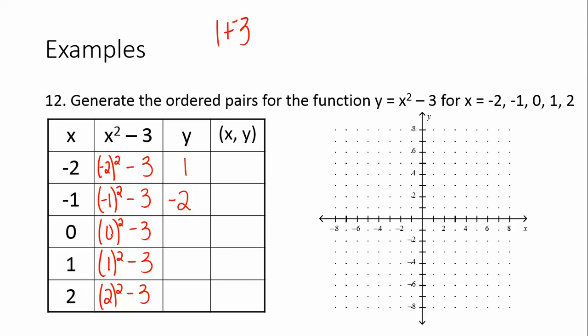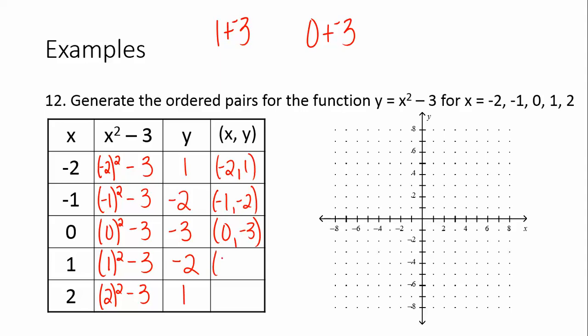0 squared is 0. 0 minus 3. Again, we're adding the opposite, so we need to subtract 3 minus 0. We get 3, but the 3 was negative. We have 1 squared, which is 1 minus 3, and we did that one up here. So that's going to give us the same answer of -2. 2 squared is 4. 4 minus 3 is 1. So we have ordered pairs (-2, 1), (-1, -2), (0, -3), (1, -2), and (2, 1).